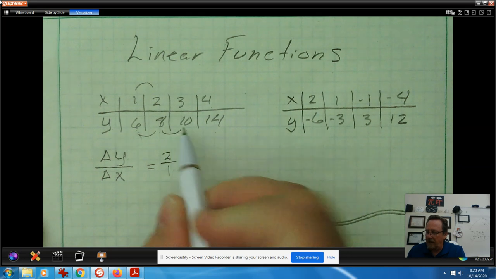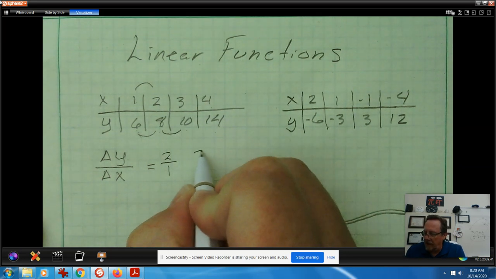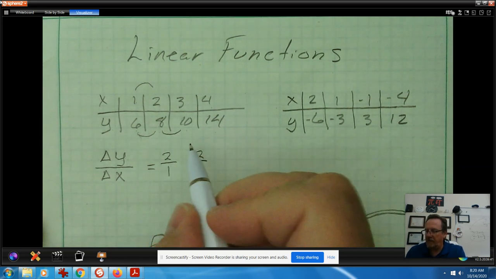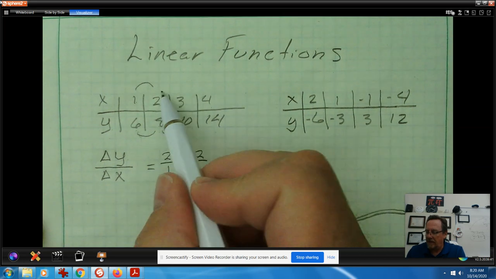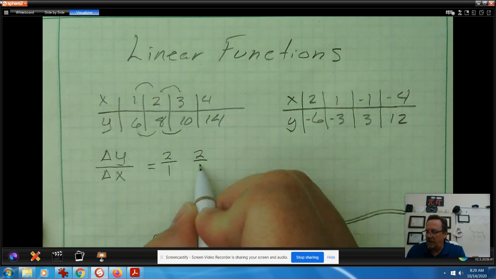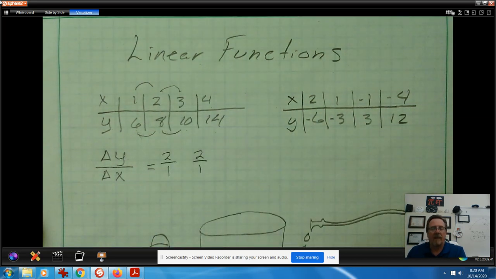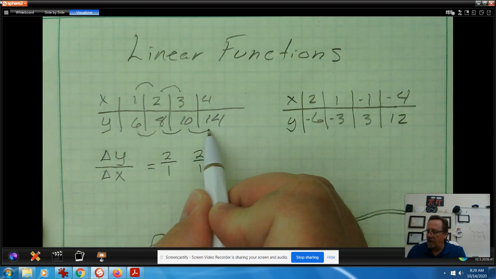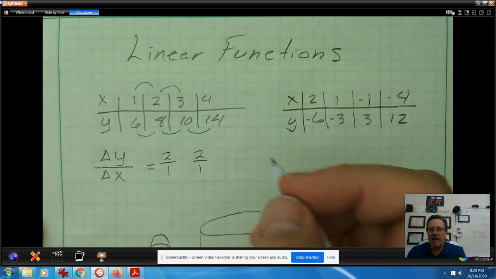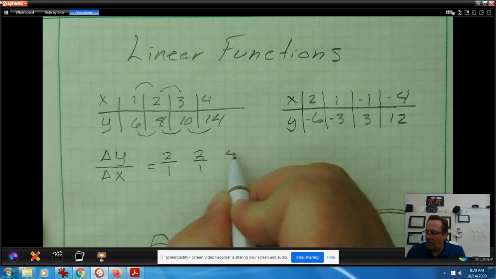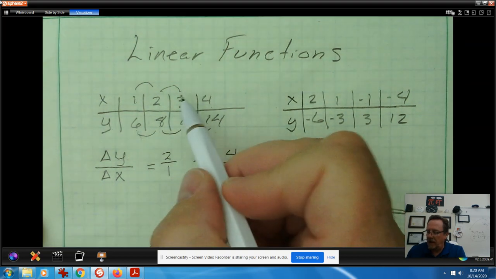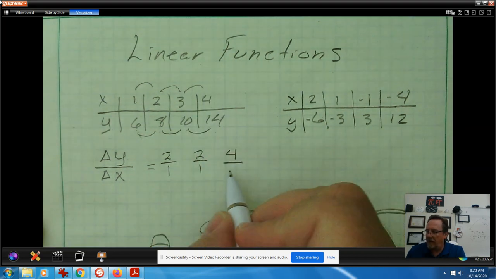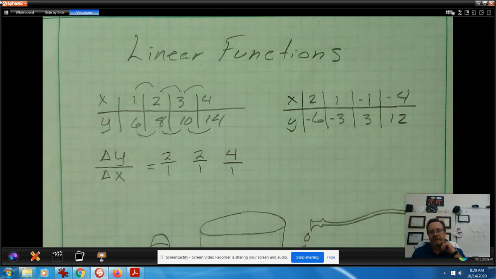How do we get from 8 to 10? Well, again, that's a change of 2. And how do I get from 2 to 3? Again, that's a change of 1. And finally, let's look at how we get from 10 to 14. To get from 10 to 14 is a change of 4. And to get from 3 to 4 is a change of 1.